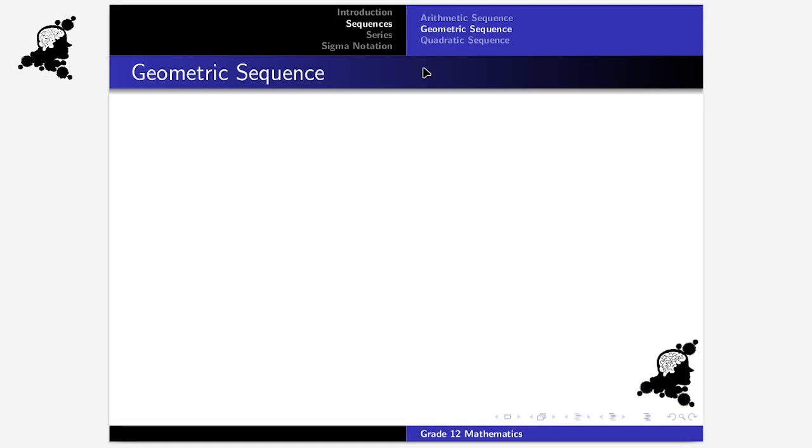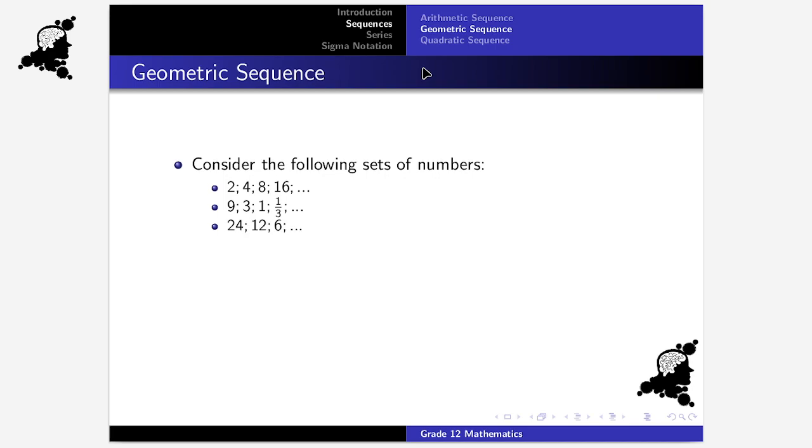In the next section now we're looking at geometric sequences. Once again, we have a set of numbers, 2, 4, 8, 16. As another exercise, pause the video and see if you can figure out what the rule is that describes the relationship between each of the consecutive terms. The next sequence we have is 9, 3, 1, a third. Once again, pause the video and see if you can determine what the relationship is. We've got 24, we've got 12, we've got 6. Once again, pause the video and see if you can come up with the relationship here.